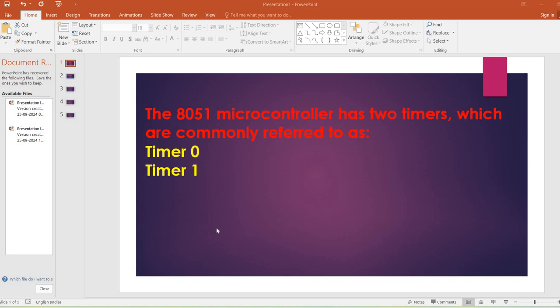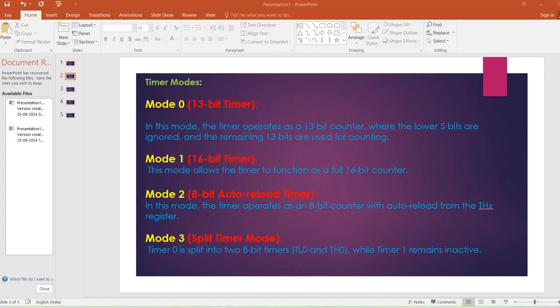Hello all. Today 8051 timer modes explained briefly. In the 8051, two timers are used: Timer 0 and Timer 1. For Timer 0 and Timer 1, there are four modes: mode 0, mode 1, mode 2, mode 3.